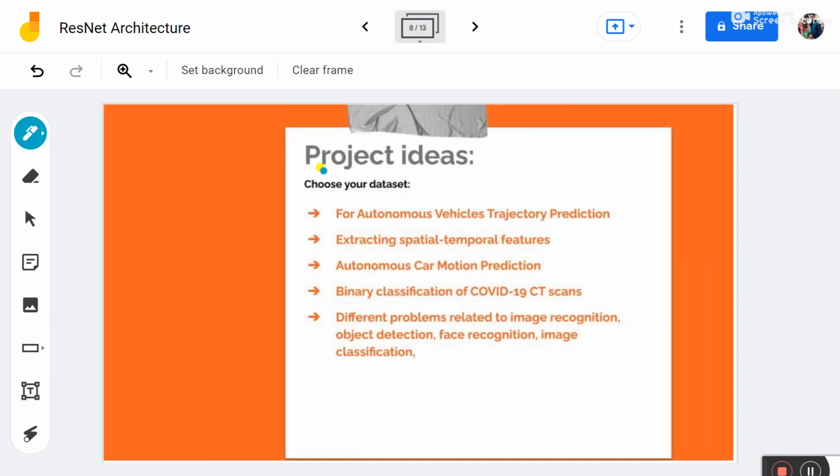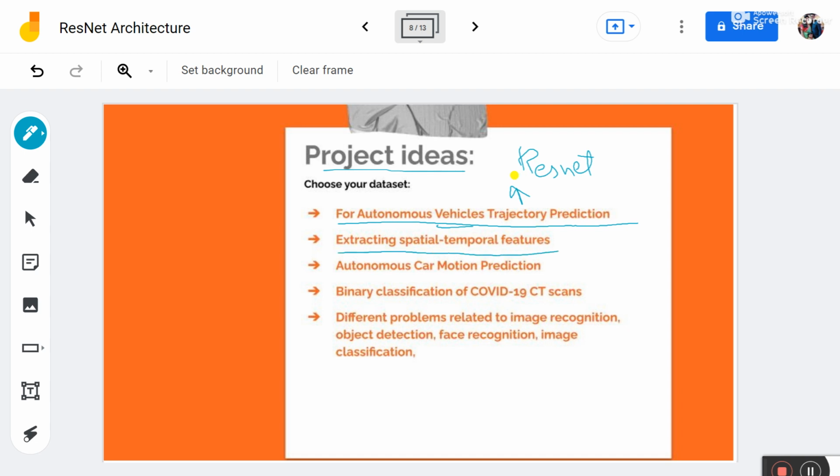All right. So what are the project ideas in terms of ResNet? All right. So when we talk about the ResNet, which is the binary classification, so we can, for autonomous vehicle trajectory predictions, we can predict the trajectory paths for the autonomous vehicles. Those are not having drivers itself.